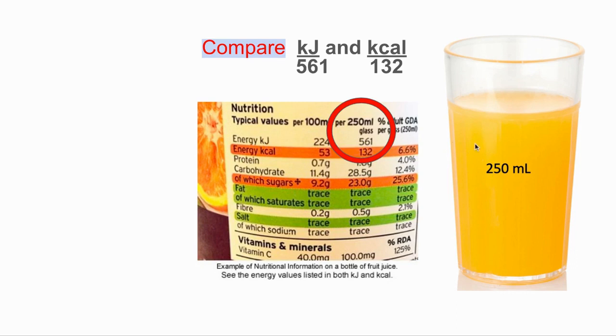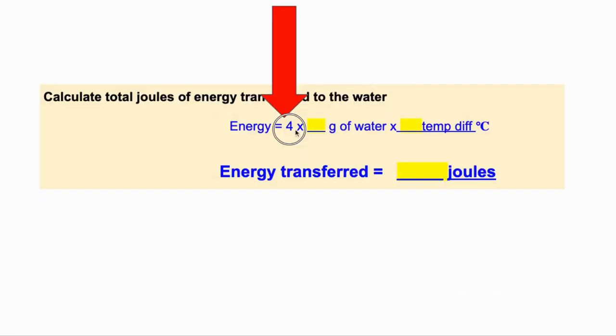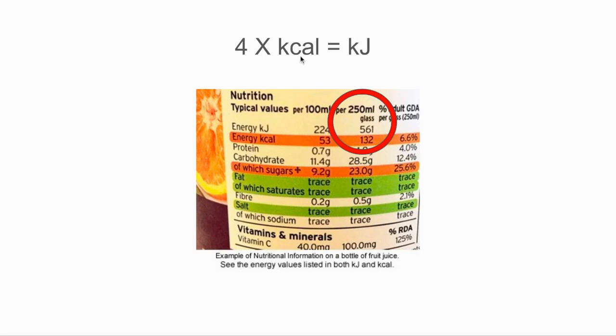If you were to drink 250 milliliters of this juice, you would get 561 kilojoules of energy or 132 kcals of energy. These are equivalent. How do they compare? If you look closely, 561 is about 4 times larger than 132. So we have been using this idea of 4 times calorie. So 4 times the kilocalorie equals the kilojoules.